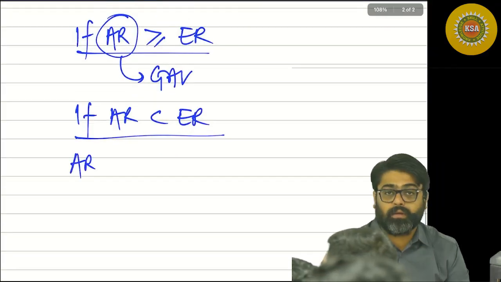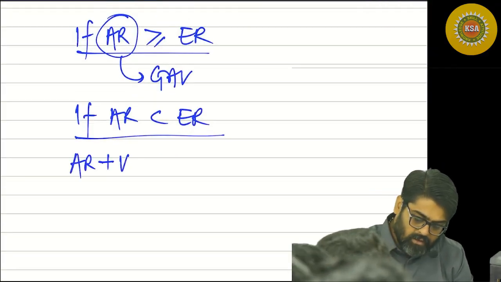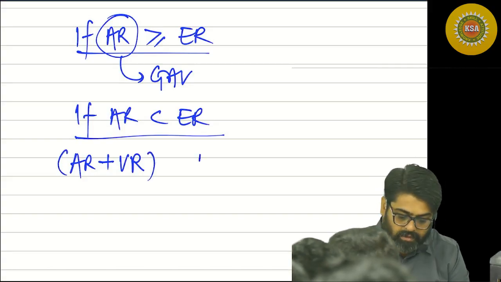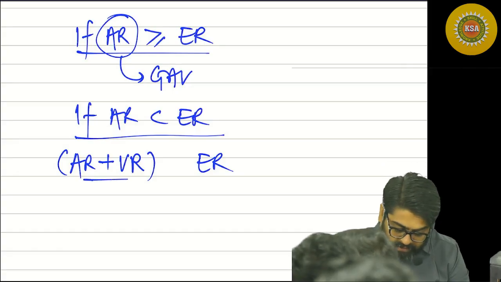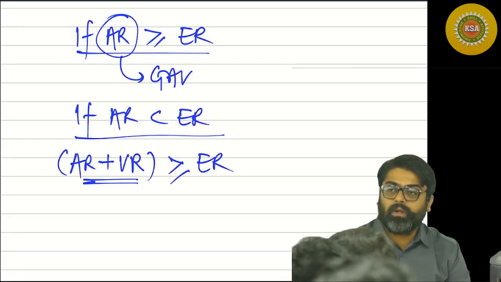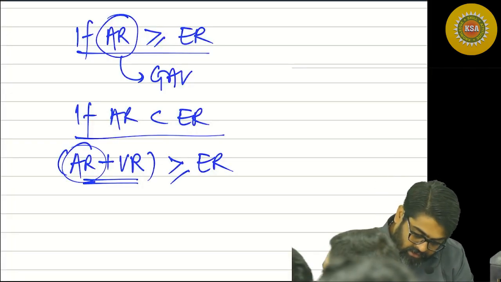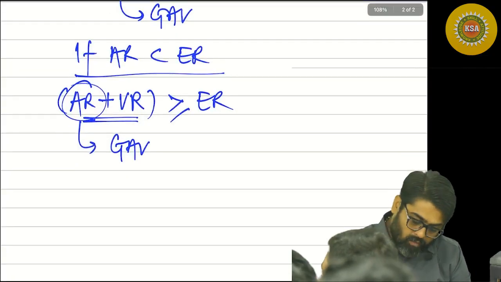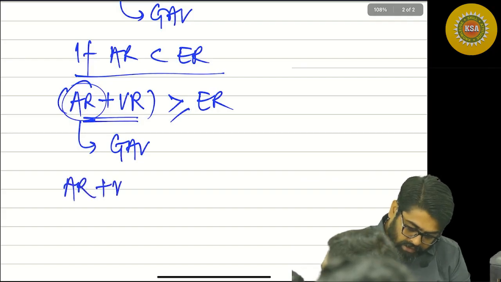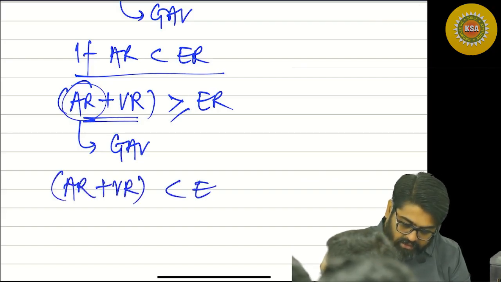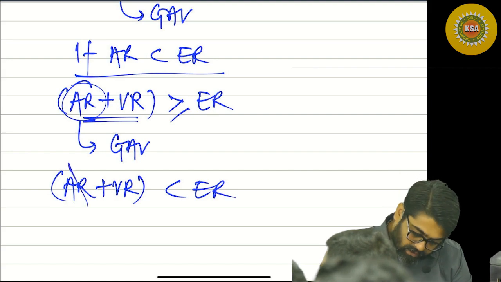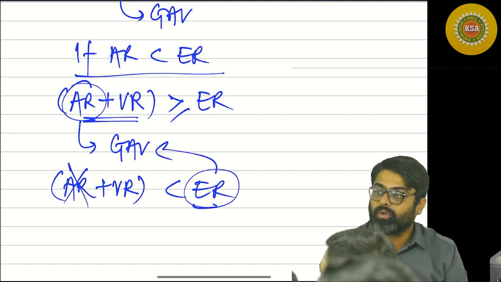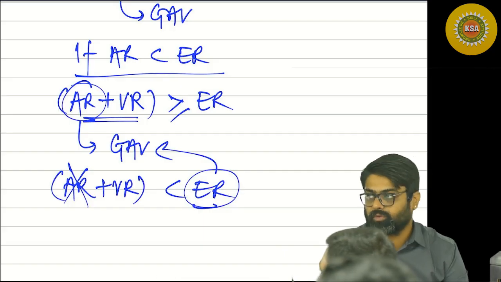Now what will you do? You will take the actual rent and add the vacancy rent to it. Now this total you will have to compare with expected rent. If this total is greater than or equal to expected rent, then in this case also actual rent will become your GAV. What if actual rent plus vacancy rent, this total, is still less than expected rent? In this case your actual rent will be ignored and expected rent will become your GAV. Understood? Every time you are supposed to do this.